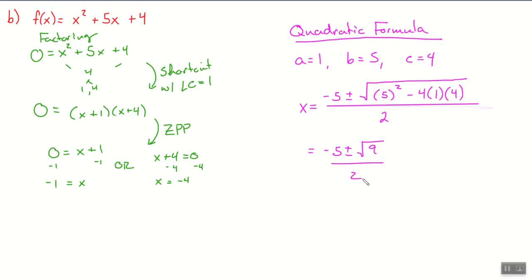Are we done? No, there's a couple more obvious things that we could do. And I'm going to keep writing x equals so I don't forget it in the end. Negative 5 plus or minus, what's the square root of 9? And all over 2. If you stopped here, you're not wrong, but there's some easy, nice stuff that we can still do. Our answers are both here.